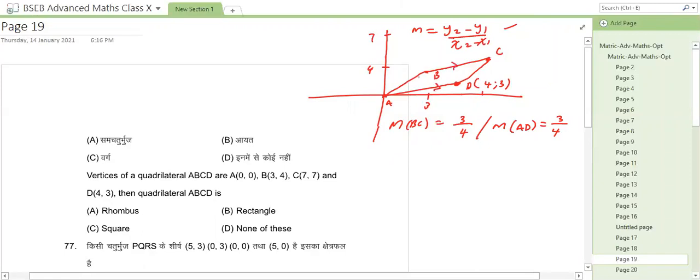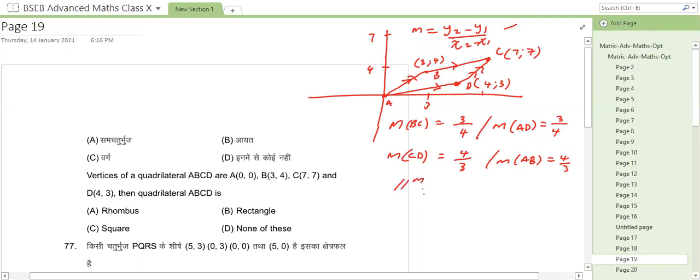What about this way? The coordinates of B were (3, 4) and the coordinates of C were (7, 7). So if I have to find the gradient of CD, 7 minus 3 is 4, 7 minus 4 is 3, and the gradient of AB is equal to 4 over 3. So these lines are also parallel. So guys, so far what we have is a parallelogram. Now a rectangle, rhombus and square are all parallelograms. So what we have is a parallelogram.